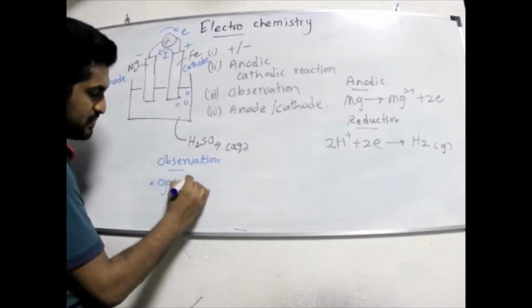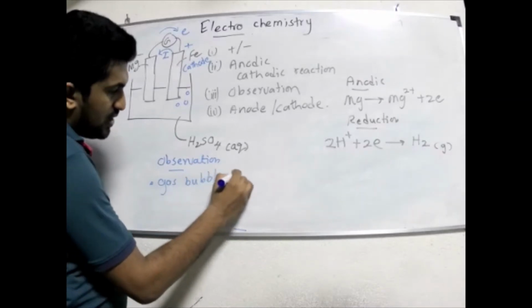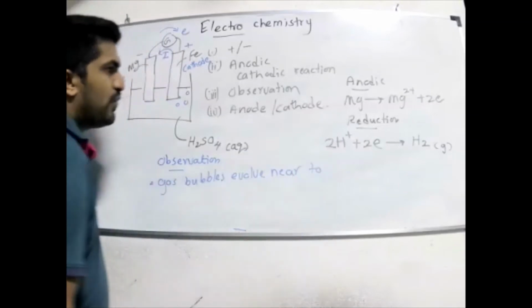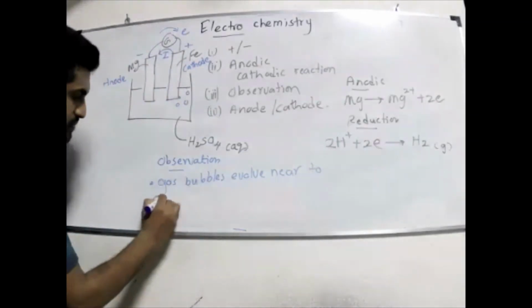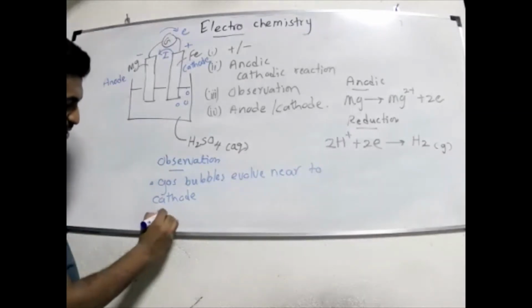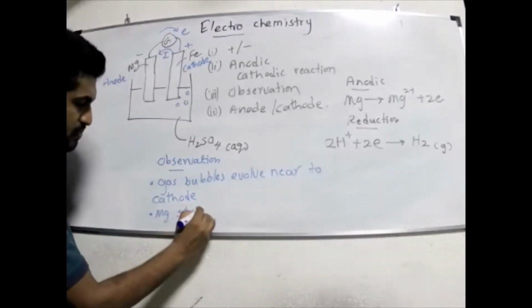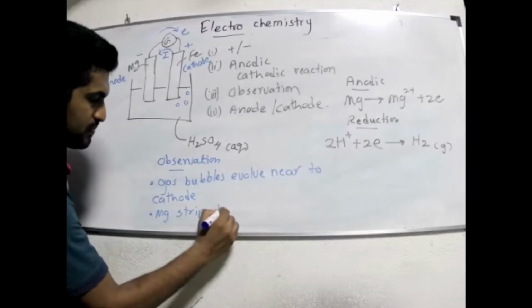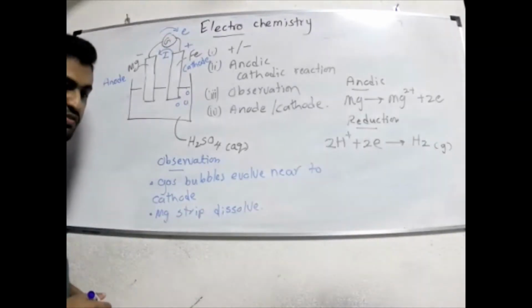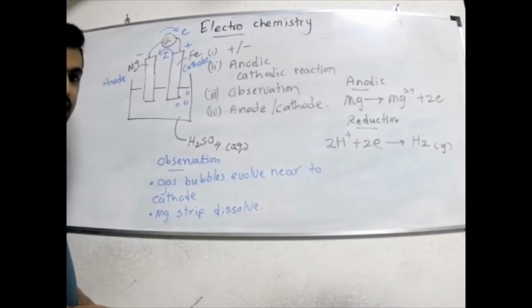Gas bubbles evolve near what? Cathode. And the magnesium strip dissolved. The one which oxidizes is dissolving.